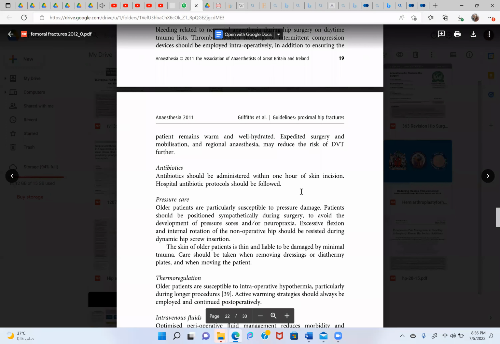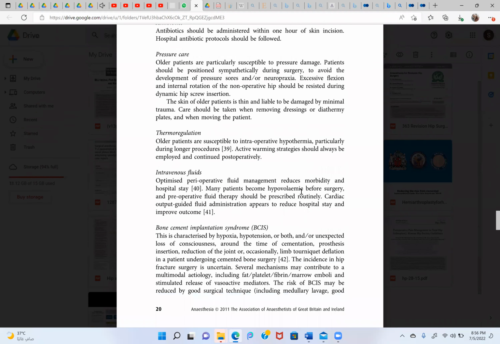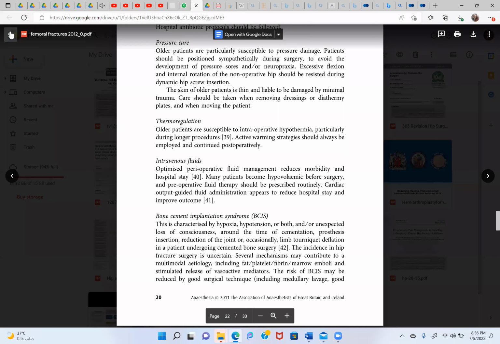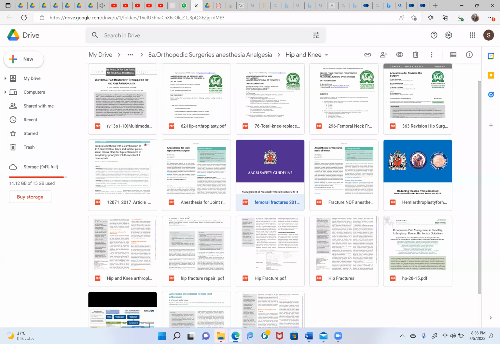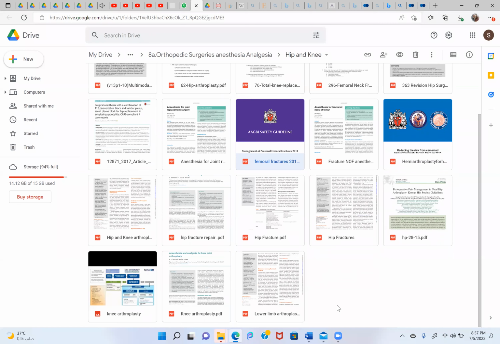So this is actually everything. Just have a look at this guideline. If there are any questions, you are all welcome. I wanted to discuss knee as well, but I think we will do the knee separately. Thank you very much. Any questions before we finish?